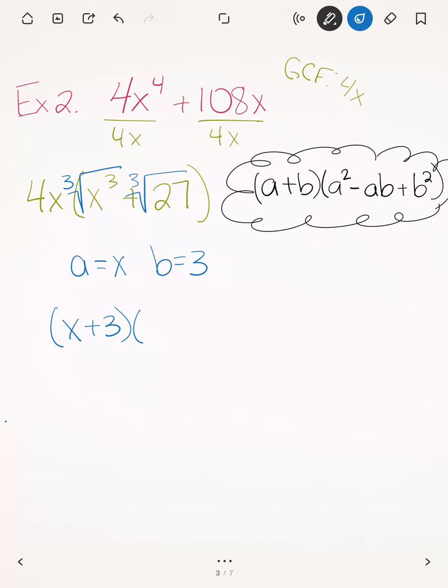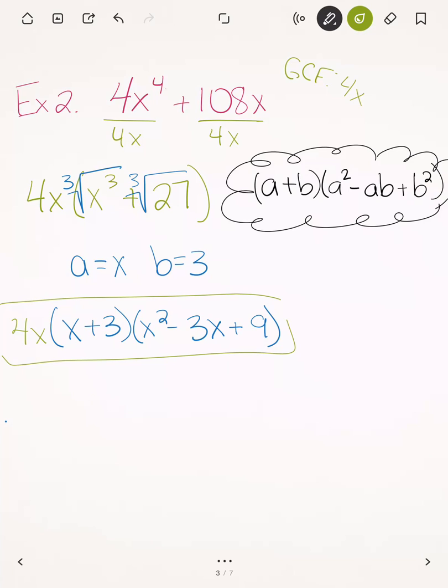And then I have a squared, so that gives me x squared. A times b would be x times 3, which is 3x. B squared would be 3 squared, or 3 times 3, which is a positive 9. And then I can't forget that I had a GCF out front, that 4x. And this would be my factored version of it. So I still did a sum of cubes, but I made sure I left my GCF out front.